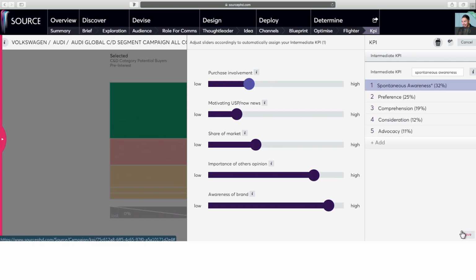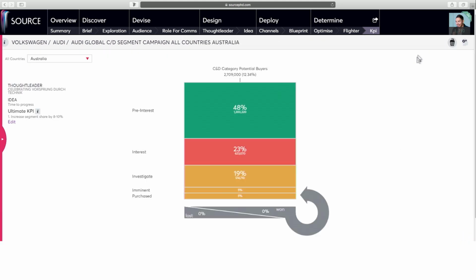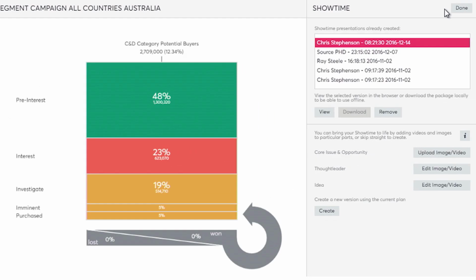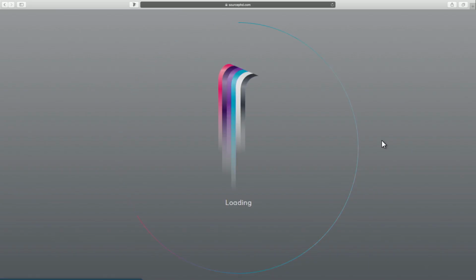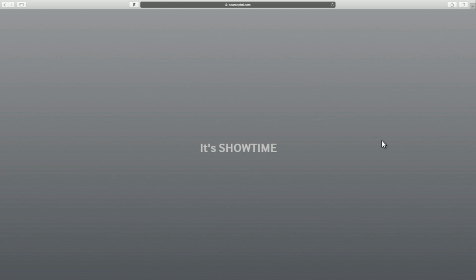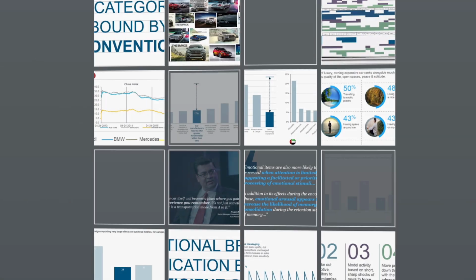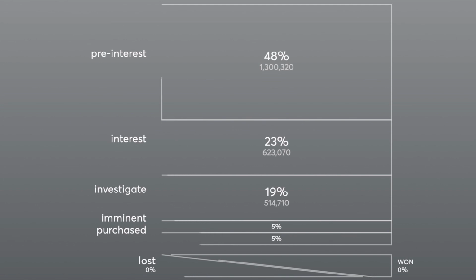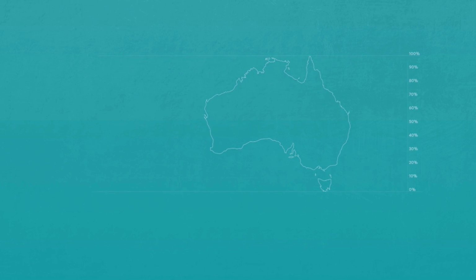Finally, we set the media, marketing and business KPIs by which the campaign should be tracked to measure success. And to share our thinking with our clients, Source has Showtime, which automatically generates a browser-based interactive real-time presentation. Source writes presentations so that we don't have to.